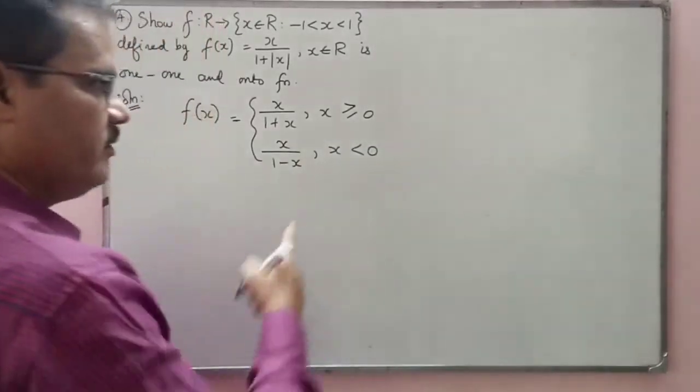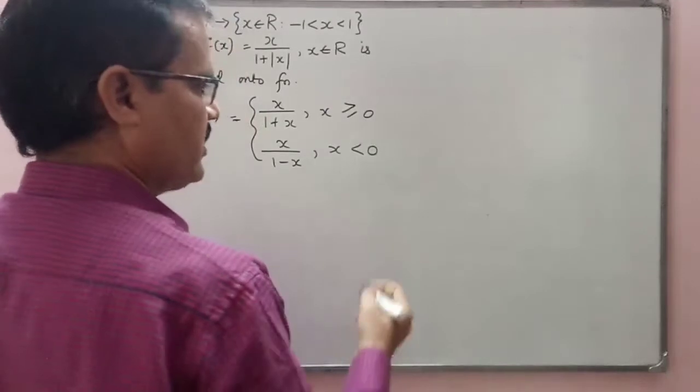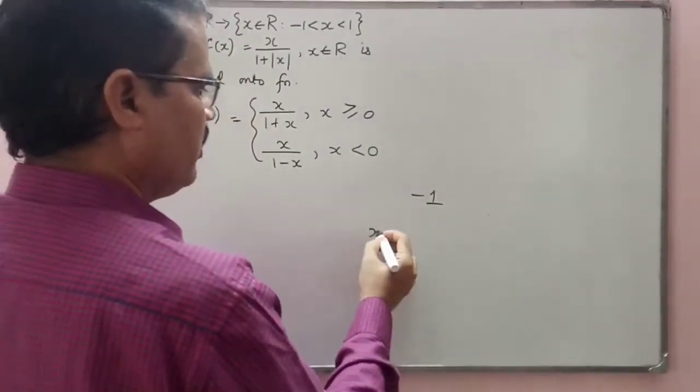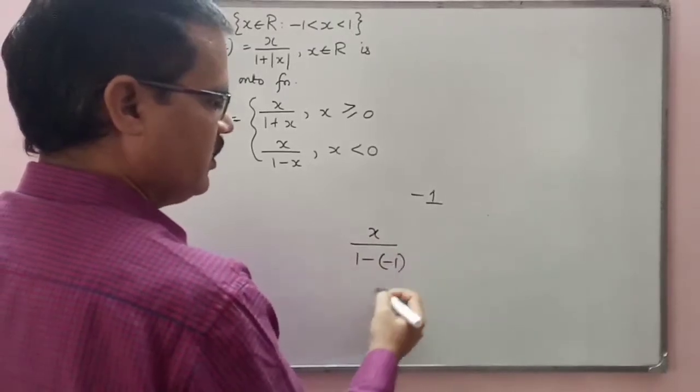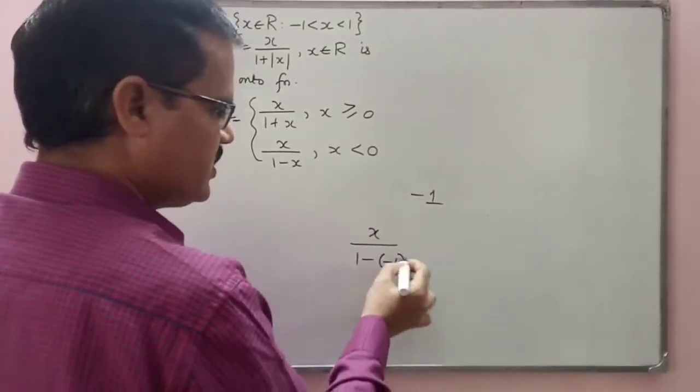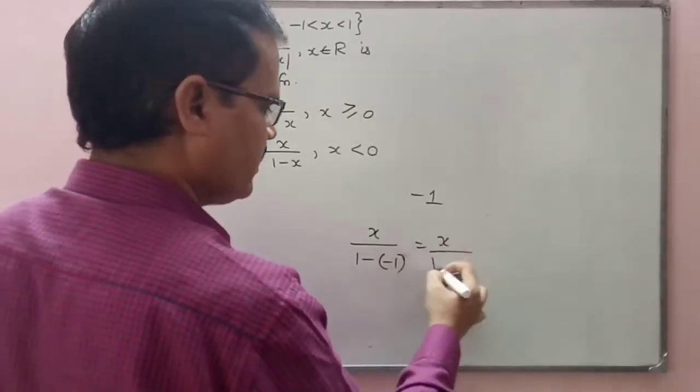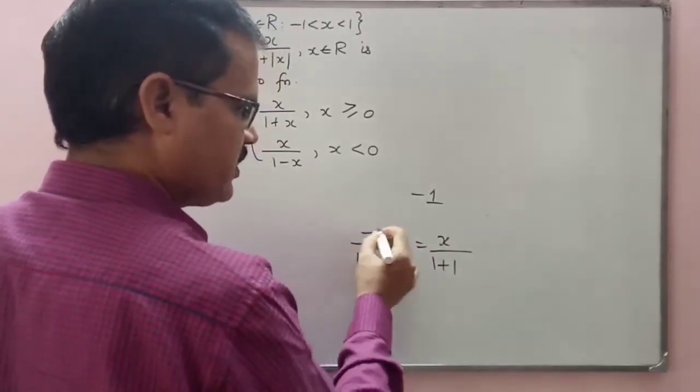Why is it like that, children? When x is less than 0, tell me one number with x less than 0. We'll take minus 1. Now here we have 1 minus of minus 1. What will happen? 1 plus 1, this changes to a plus sign, so it becomes positive. Do you understand? That's why x by 1 plus 1. You can think of this one as negative.